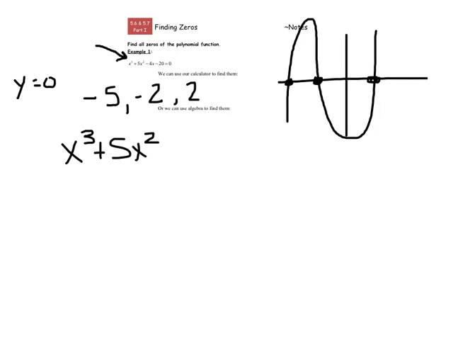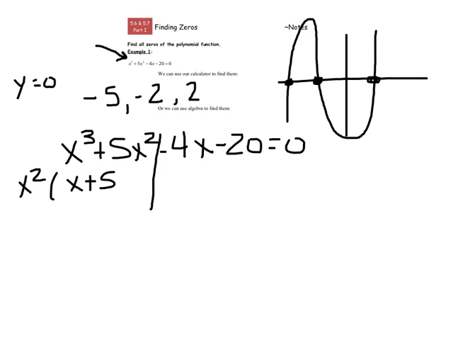x cubed plus 5x squared minus 4x minus 20 equals 0. We can go ahead and factor this by grouping. So I'm going to break them up. First two, I could take out an x squared. I'm left with x plus 5. Second two, I can take out a -4. I'm left with x plus 5.